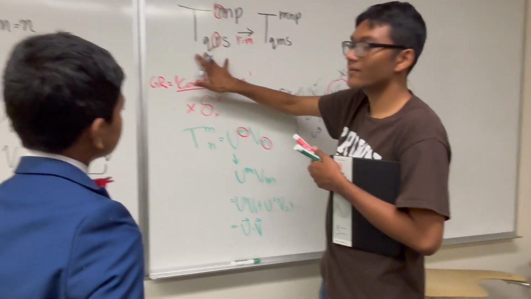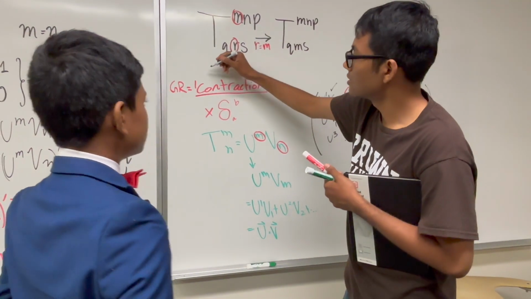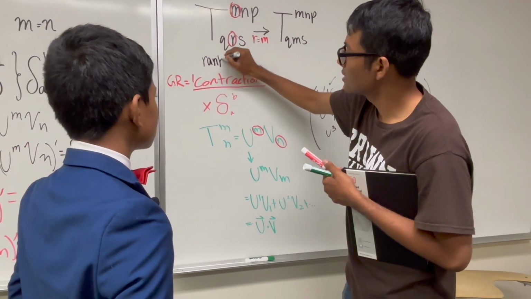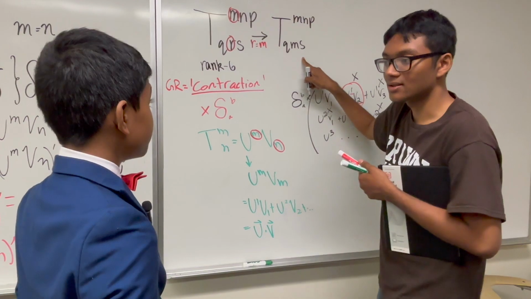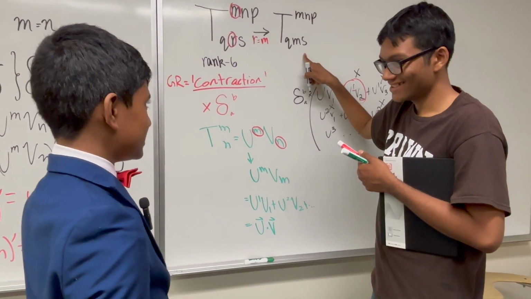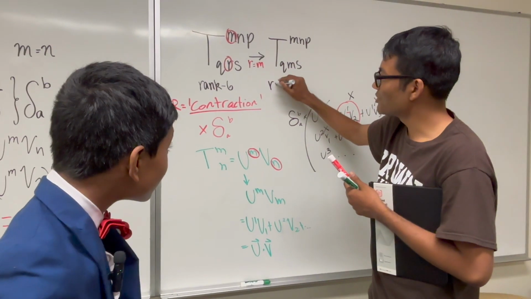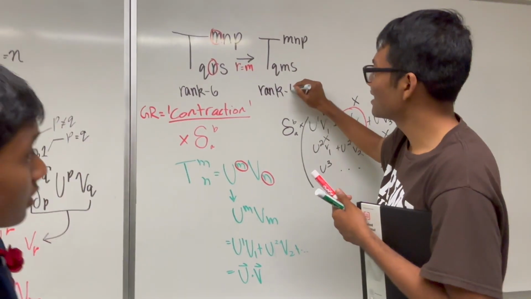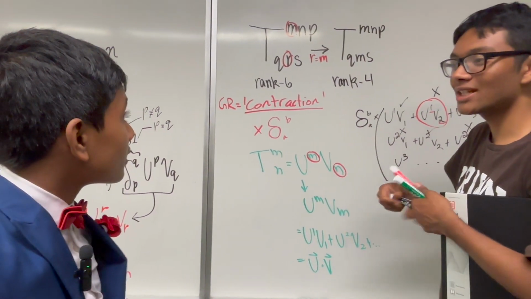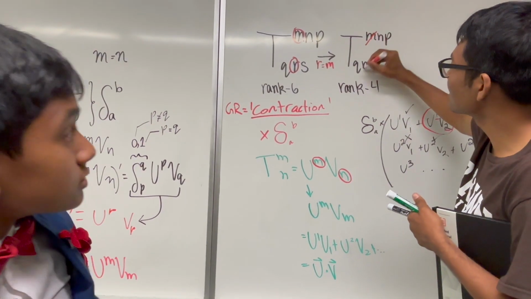Now, what is the rank of this tensor? It's normally 6. It's a rank 6 tensor. What's the rank of this tensor? It's 4. You just killed 2 of the indices. Because you see this M, even though I wrote it down, it doesn't exist. Because I'm summing over it.